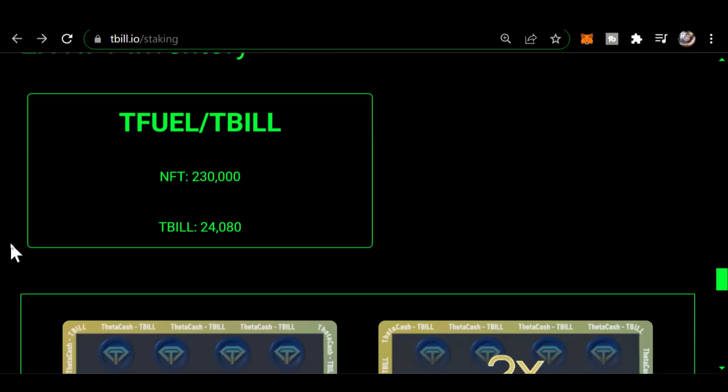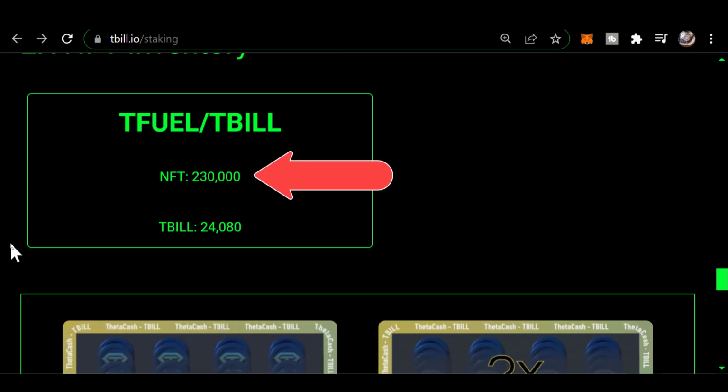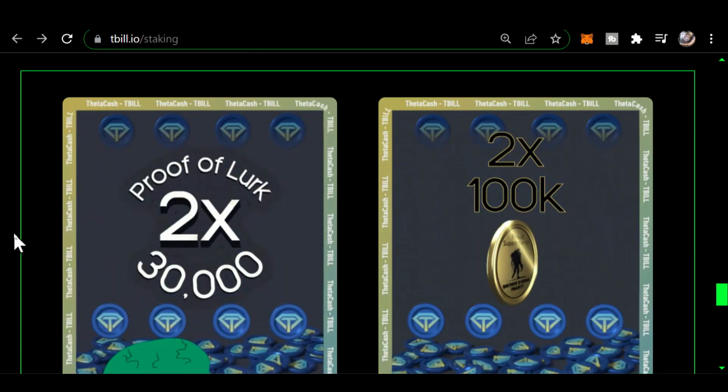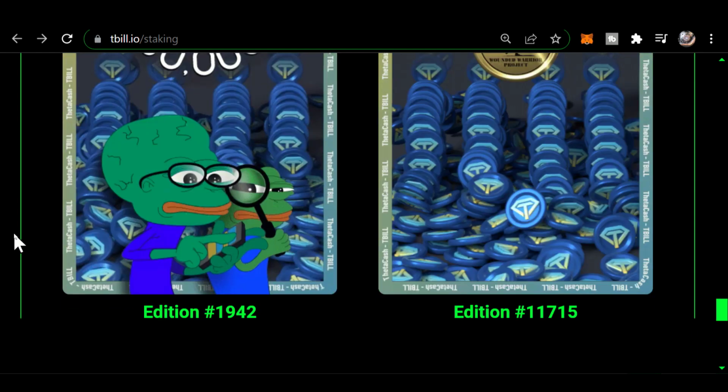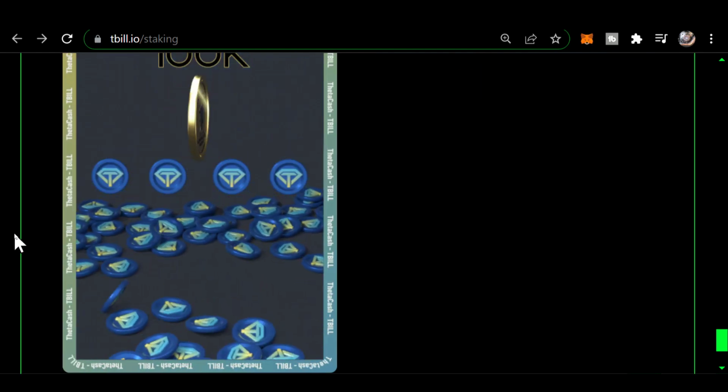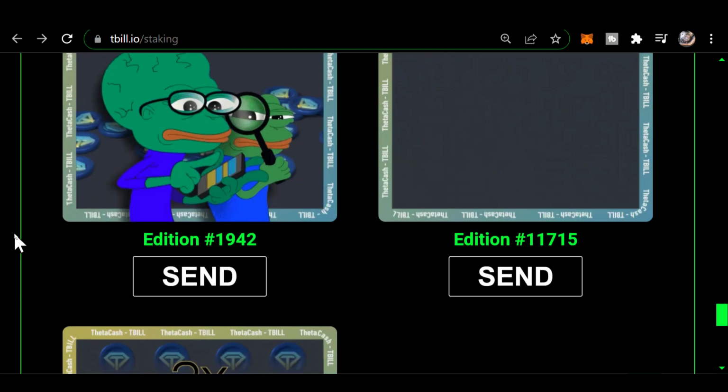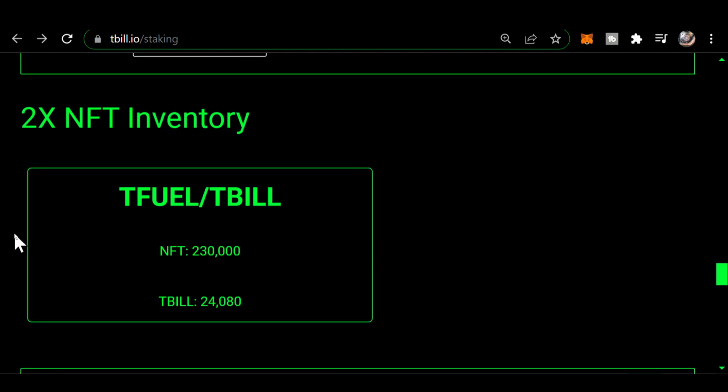Here you can see it says that my capacity is 230,000, which shows you that these are stackable. The way that figure is arrived at is, if you look at the NFTs that I have, one is 30,000 capacity, and I have two that are 100,000 capacity. If you add those all up, that is 230,000. It shows here how much of it I'm currently using: 24,080 of that 230,000 capacity.